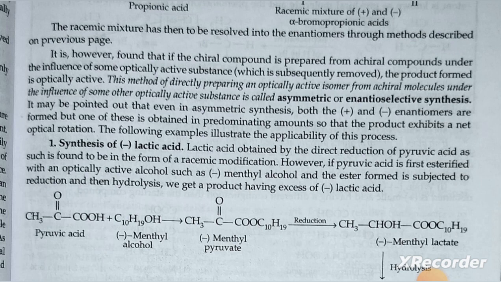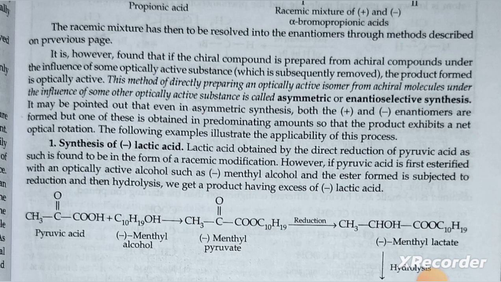It is however found that if a chiral compound is prepared from an achiral compound under the influence of some optically active substance which is subsequently removed, the product formed is optically active. This method of directly preparing an optically active isomer from an achiral molecule under the influence of some other optically active substance is called asymmetric or enantioselective synthesis. It may be pointed out that even in asymmetric synthesis, both the plus and minus enantiomers are formed, but one of these is obtained in predominating amount so that the product exhibits a net optical rotation. The following examples illustrate the applicability of this process.